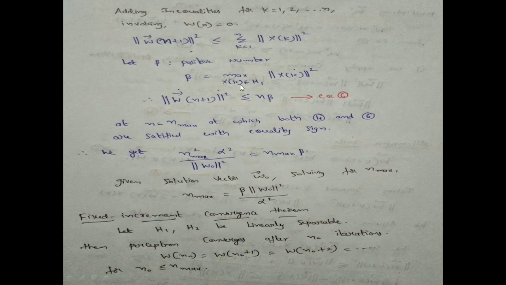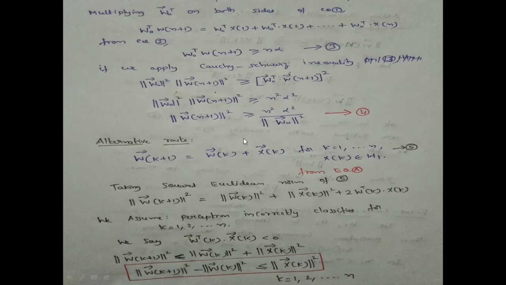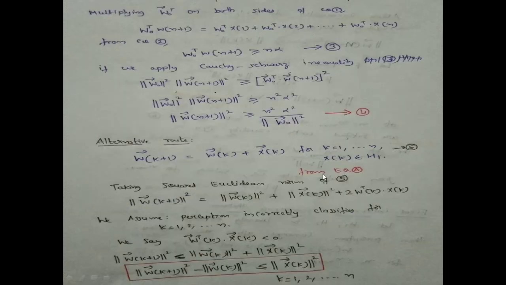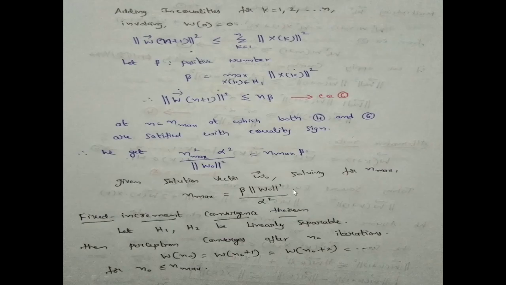So this is all about the perceptron convergence theorem. Till now we have proved the convergence theorem for this perceptron by assuming the value of eta is equal to 1. But for variable values of eta also we can prove the convergence similarly. So this is all about the perceptron convergence theorem.